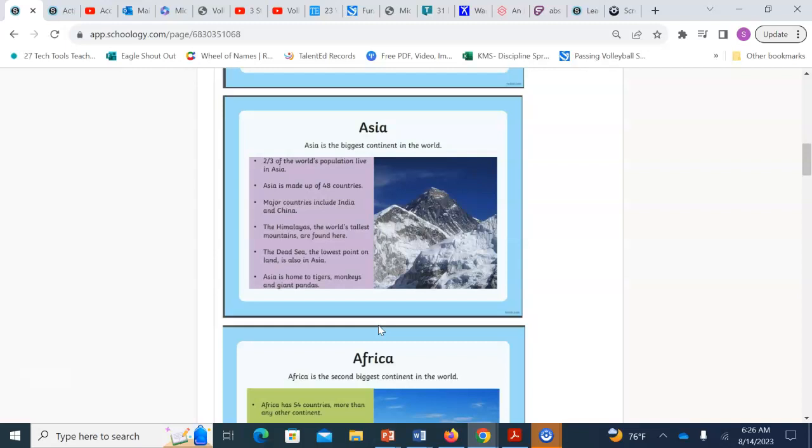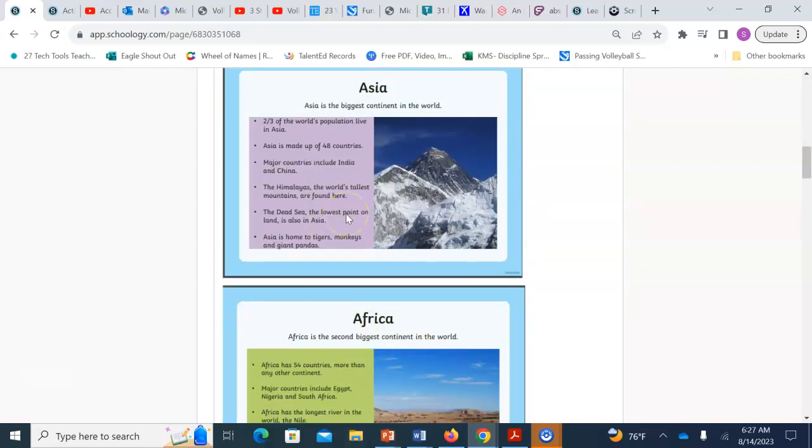The tallest mountains in the world, the Himalayas, are found in Asia, and the lowest point, the Dead Sea, is also found in Asia. And if you were to visit Asia, you might find animals like tigers and monkeys and the giant panda.